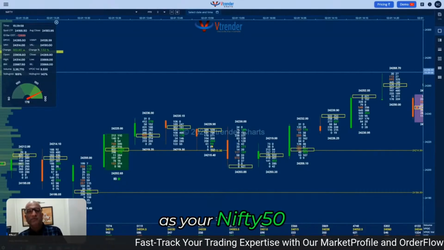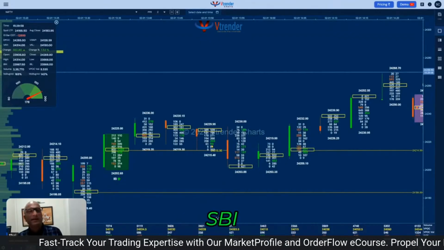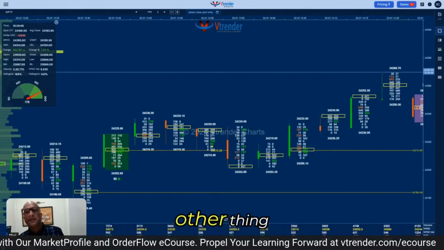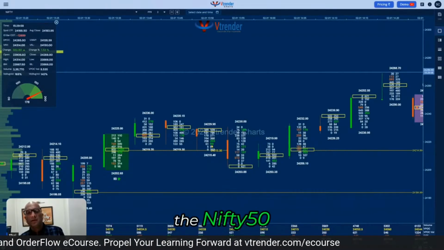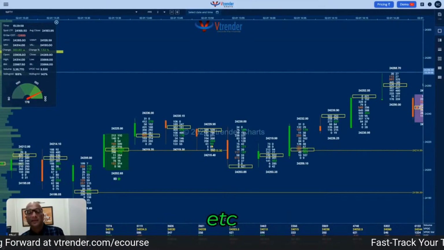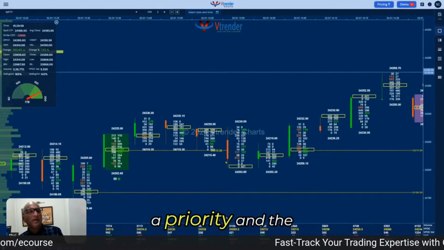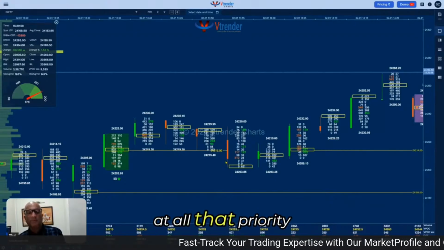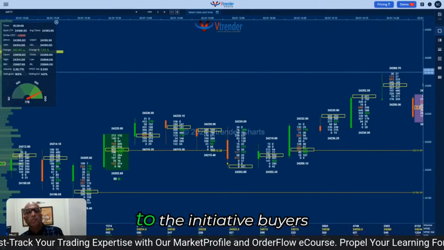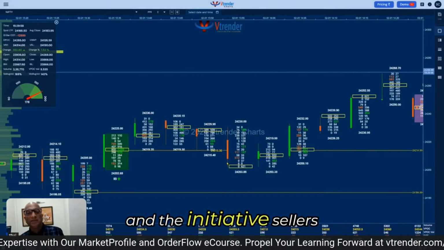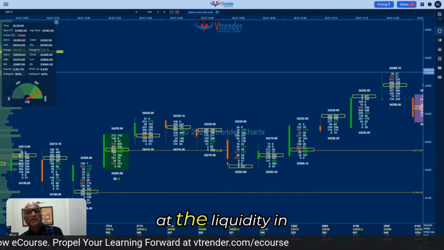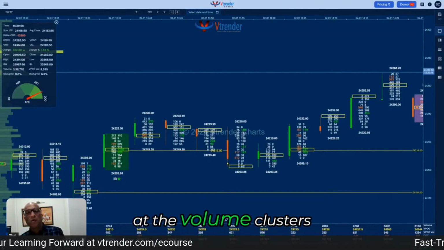Right? Just think of it as your Nifty 50 with your Reliance, SBI, all these instruments put together. You will see that Reliance has got a higher weightage than the other thing, even though you're trading the Nifty 50, right? So there will be some which have got a higher weightage than the others which have got low weightages, etc., etc. So we give it a priority, and the proper way to look at all that priority and that hierarchy, as we call it, is to give a lot more weightage to the initiative buyers and the initiative sellers, right? Then you can look at your COT, then you can look at the liquidity in the bar, then you can look at the volume clusters.